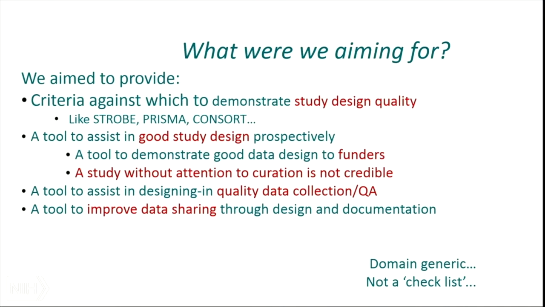So what were we aiming for? What emerged and what led to DAQCORD was this idea that we would try and provide several things. We would try and provide some agreed criteria against which it would be possible to demonstrate that your study design was likely to have good quality. A little bit maybe like STROBE, PRISMA, CONSORT, and so forth. So that was one aim. But the other aim was to produce a tool to assist people in thinking about how one would prospectively come up with a good study design.